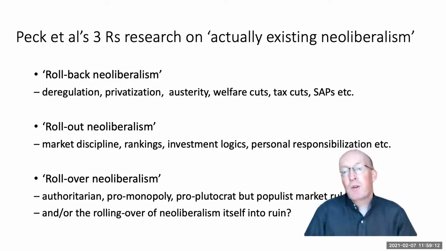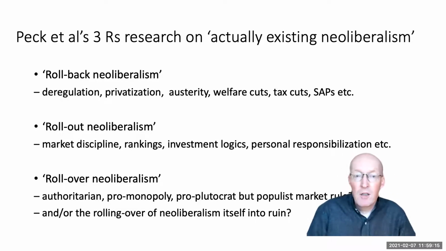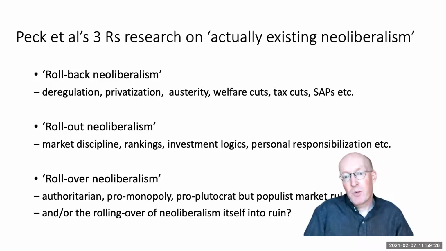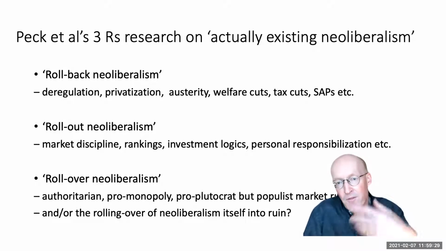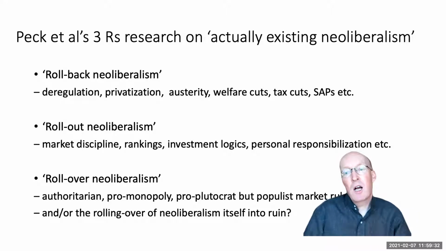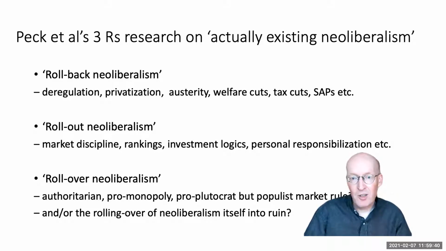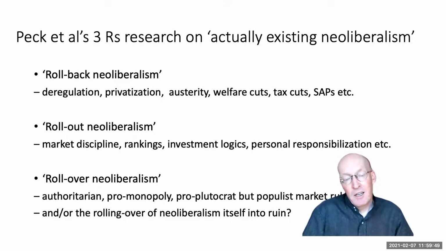Jamie Peck, working with a number of colleagues, has suggested that we can theorize at least three types of hybrid formations of actually existing neoliberalism. So looking at how neoliberalism has evolved, how it's mutated in the world at large as it's moved across the body politic of the world, he thinks that we can usefully distinguish these three R's of actually existing neoliberalism: rollback neoliberalism, roll-out neoliberalism, and more recently what he has suggestively called rollover neoliberalism.